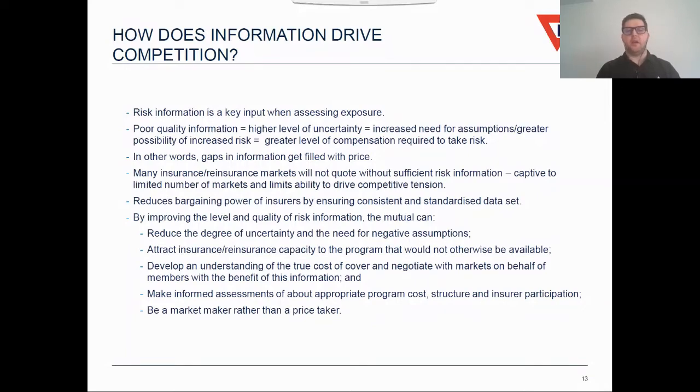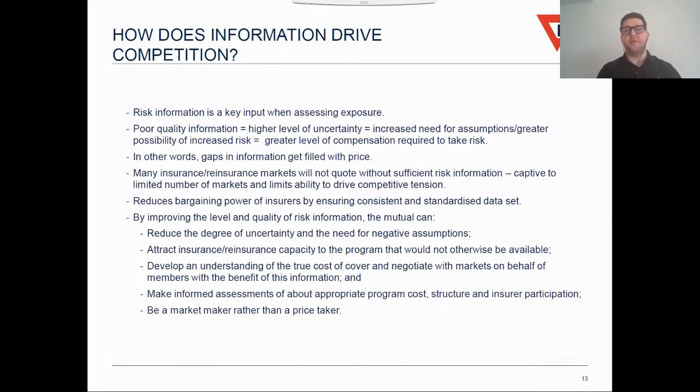But really, I might start from the premise of information being a driver or enabler of competition in this space. And as I touched on earlier, risk information, so that's, what is the asset? Where is it located? What's it made of? How old is it? What sort of fire and security protection exist at the location?